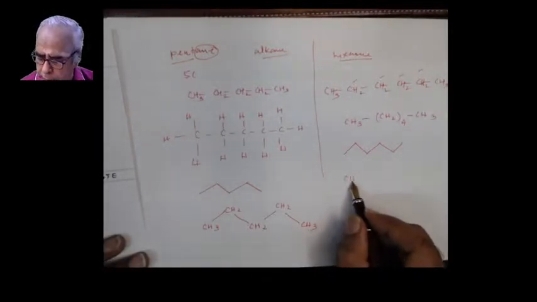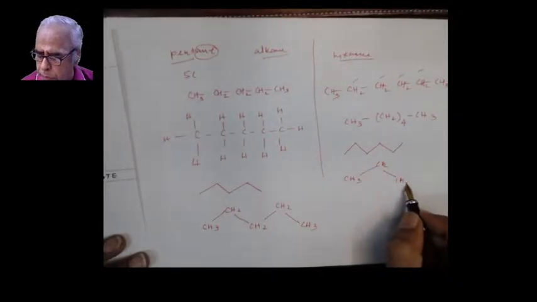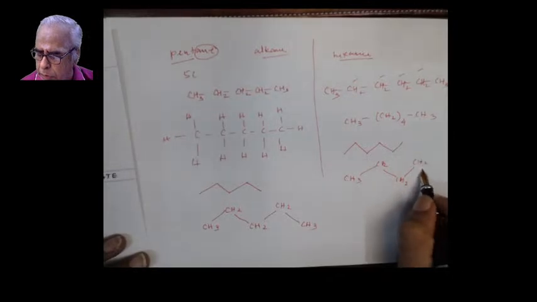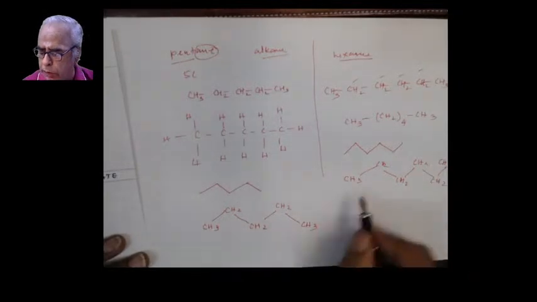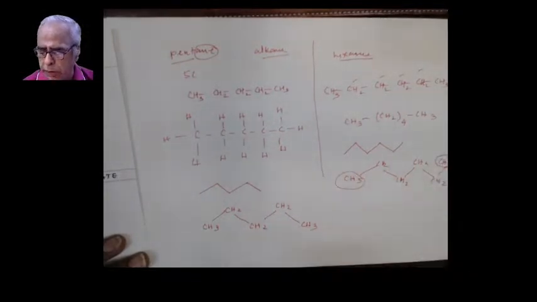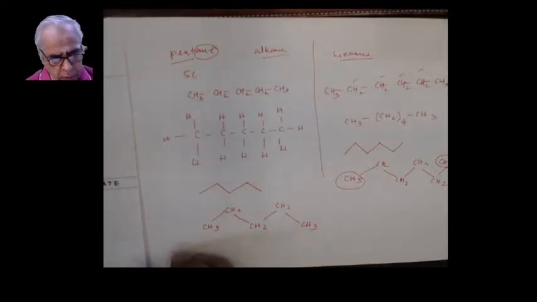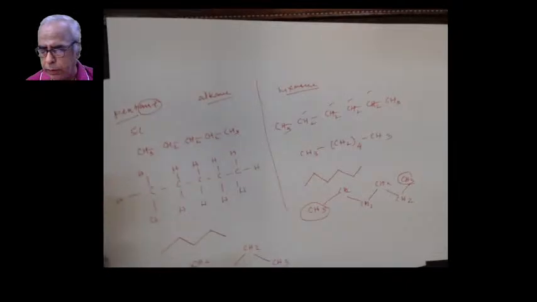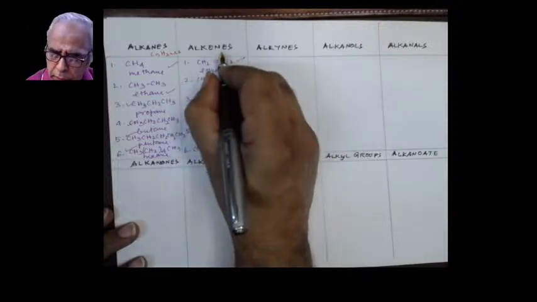Otherwise you can draw like this: CH3, CH2, CH2, CH2, CH2. Simultaneously you have to count CH3. So terminally you know these are CH3. Right. And now let us go ahead with alkenes. Alkenes essentially have a double bond. So there should be one double bond. And what is the general formula?